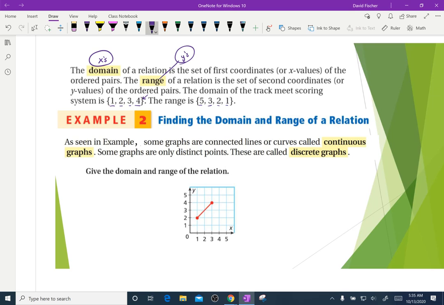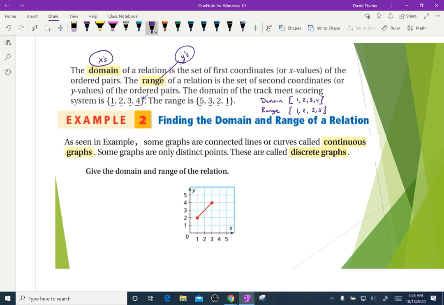This is back to that very first problem at the track meet. So my domain, I would put a bracket. My domain was first place, second place, third place, fourth place. And my range, if they asked me to find the range, I would put a bracket and, again, normally you put it in numeric order: 1, 2, 3, and 5, and close my bracket. These are not parentheses, these are brackets.